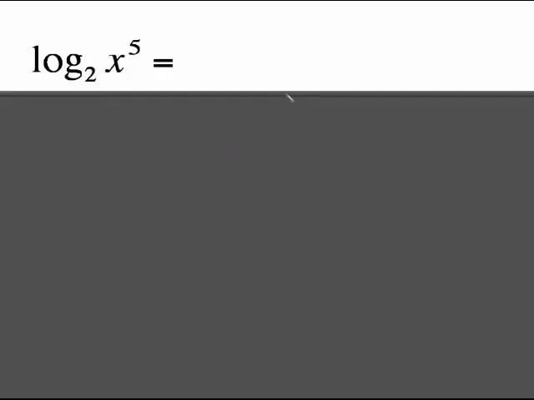Now we've got some powers. If all you have is one letter to that power, just grab hold of that power, bring it down in front. And this becomes 5 times log base 2 of x.